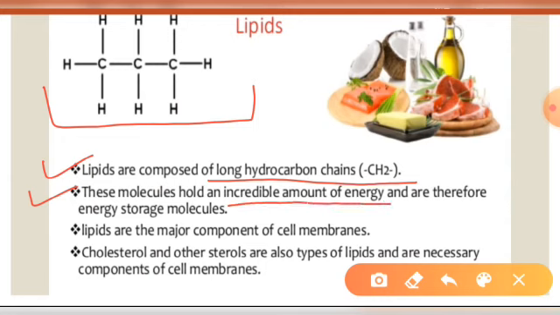Therefore, the lipids along with carbohydrates are known as energy giving foods. And they are an important component of our cell membrane. For example, cholesterol and other sterols play an important role, or they are necessary components of our cell membrane.